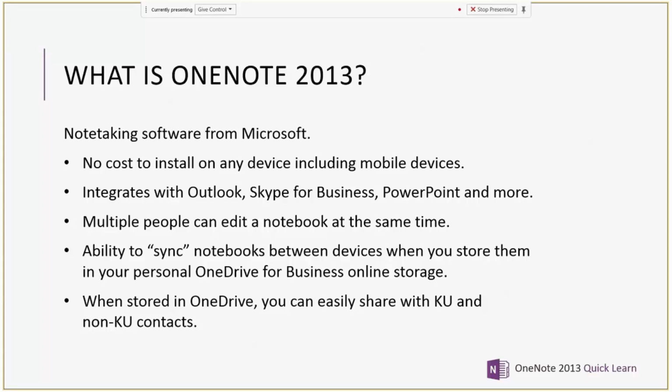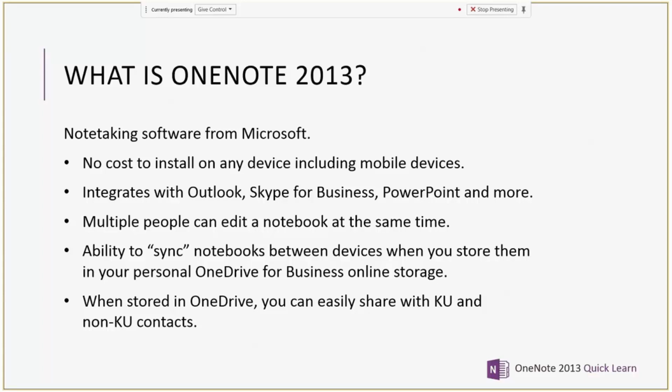There's also this ability to sync notebooks between devices, but that's only when you store them in your personal OneDrive for Business online storage. So if you're not familiar with that, that's because KUIT is getting ready to announce it here very soon. OneDrive for Business is similar to if you're used to using Google Docs. It's your personal storage that you access through My Community. And what it allows you to have is a terabyte of online storage, and the files that you store there, you can access from pretty much any device.